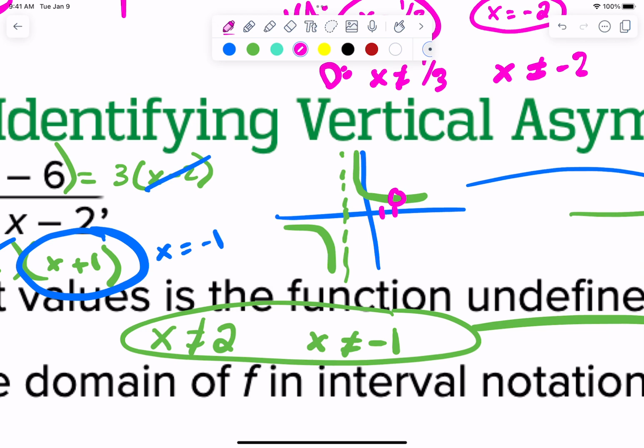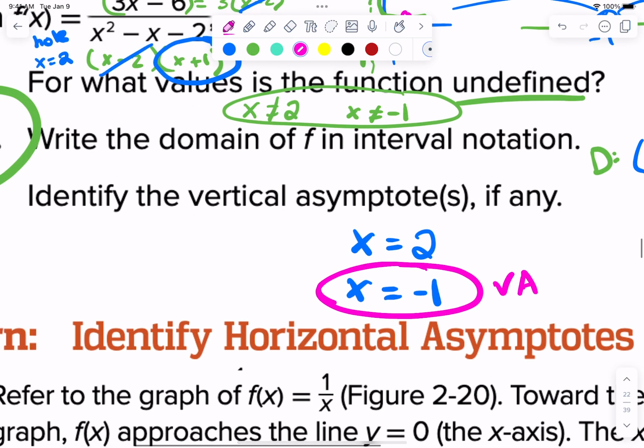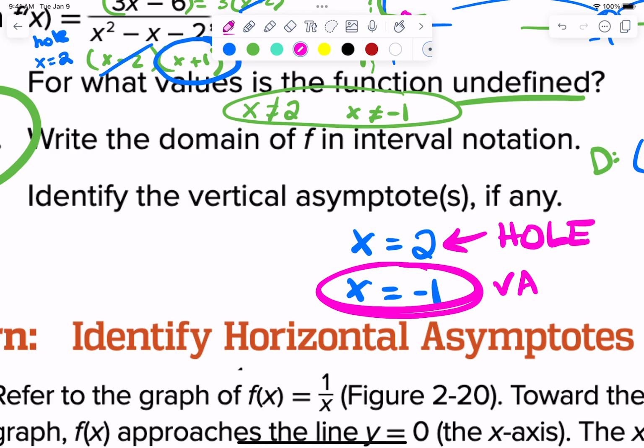If it doesn't cancel out top and bottom, it's a VA. Okay? But you have to be very careful because sometimes the holes are hiding and they look like VAs to begin with. But you've got to factor the top down and make sure it doesn't cancel. We'll do a lot more of this. So really, the vertical asymptotes are only at negative 1 because this guy is a hole instead. Get it? A hole in the graph. It's like where you're going along and all of a sudden it's an open circle. Okay? Good?